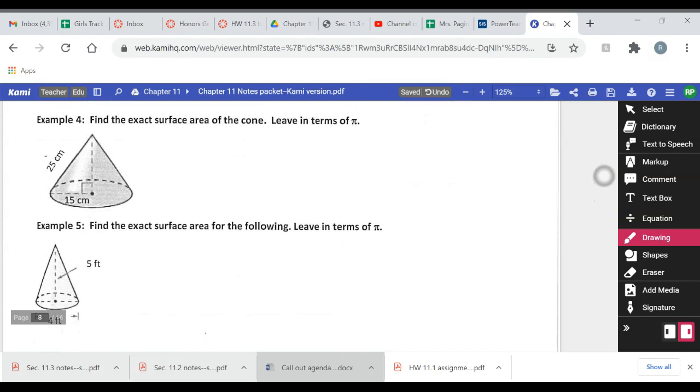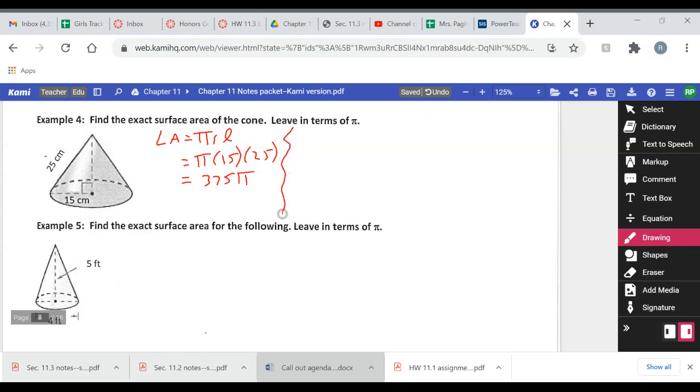All right, so on example 4, if we go ahead and find the exact surface area, leaving it in terms of pi, then if I want to go and find the lateral area first, that's fine. And that formula is pi RL. So in this case, I can see that the radius is 15, and I can see the slant height is 25. And if I go ahead and multiply that out, I get 375 pi.